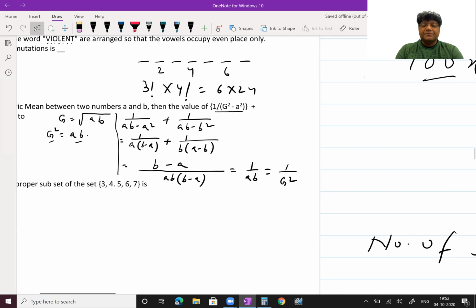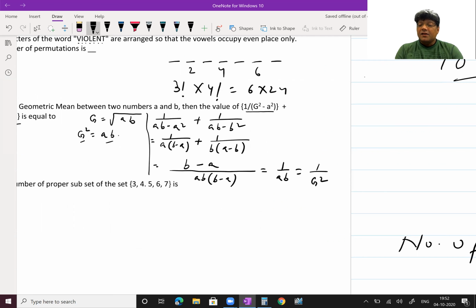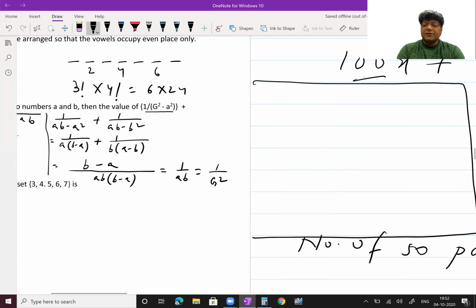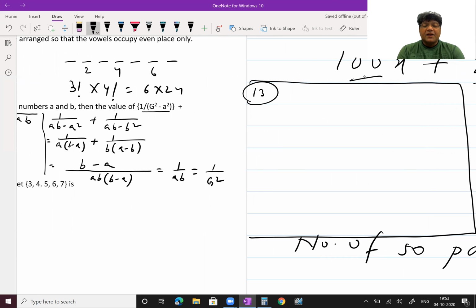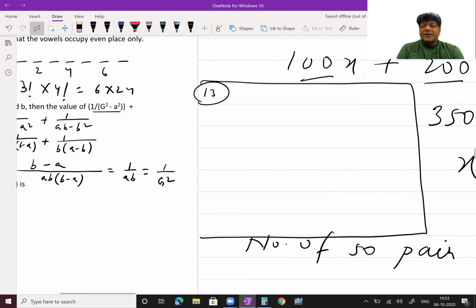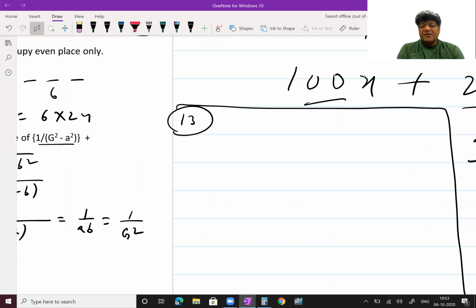For example, see, sufficient space is there, guys. This is question number 13, and I can do it this way also. The question says G is the geometric mean between two numbers A and B. You take simple numbers. Suppose you have taken 2, and the next number 4, so the third number should be 8. Why? Because 2 into 8 is 16, and the square root of 16 is 4.